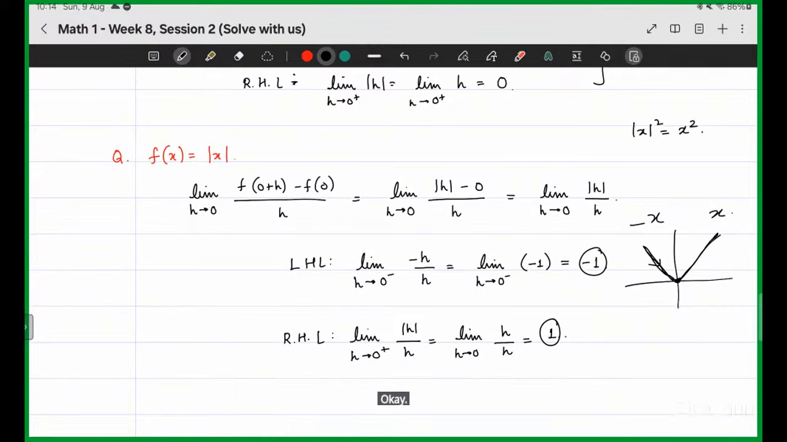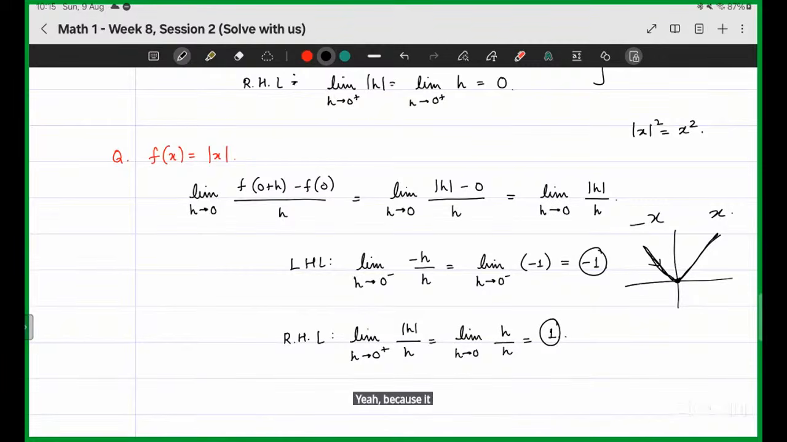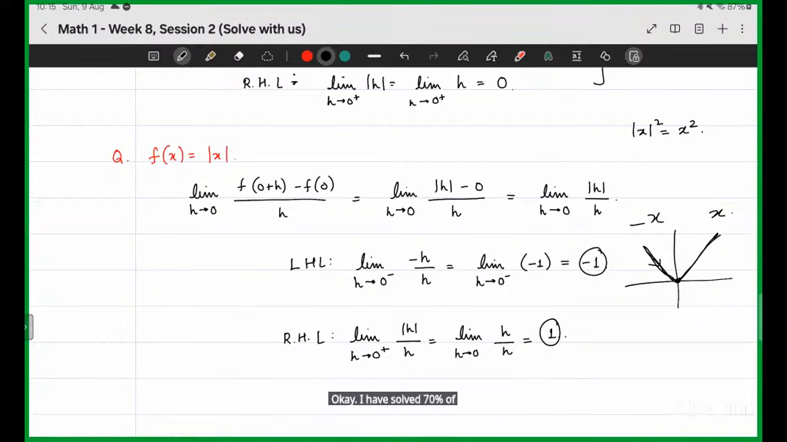Okay, so the thing is, you want it to be like the practice assignment, where the previous answers given should be recorded so that you don't have to do them again. Yeah, correct, because it would take another chunk of time for me. I'll bring that up. If it doesn't get resolved by Tuesday, you let me know. I'll be taking the session on Tuesday. I have solved 70% of the questions, only 5 or 7 were unattempted out of 14. Now it's like a fresh thing, you have to do everything again from scratch. Okay, I'll bring this up.